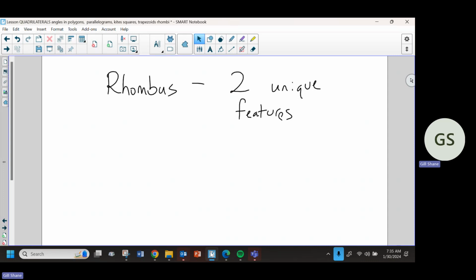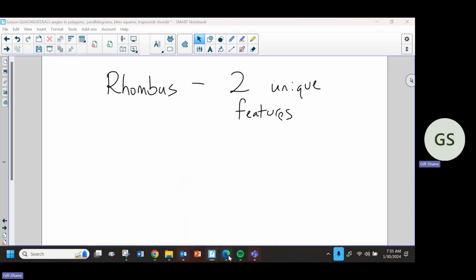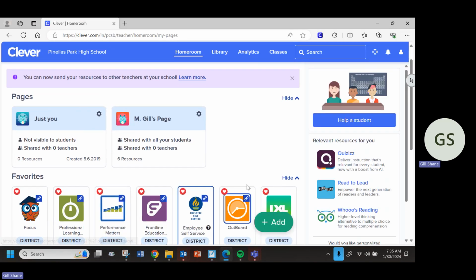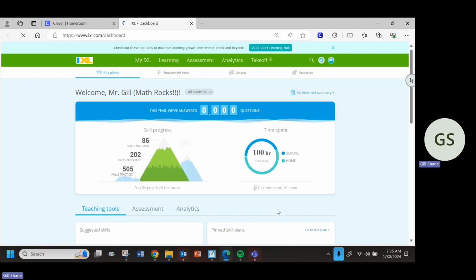There are IXLs on rhombuses in there. A lot of you are going to need to practice for your next retake, whether it be practice on your own or if you owe me tutoring.